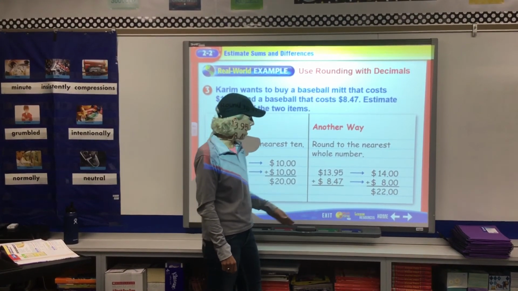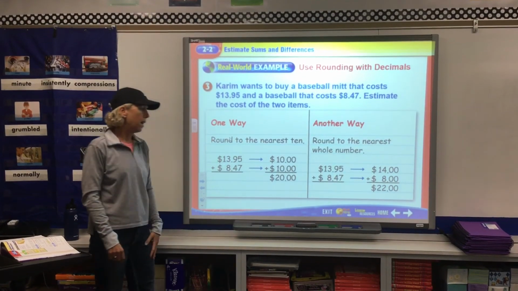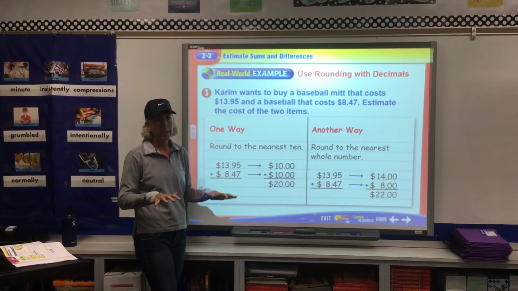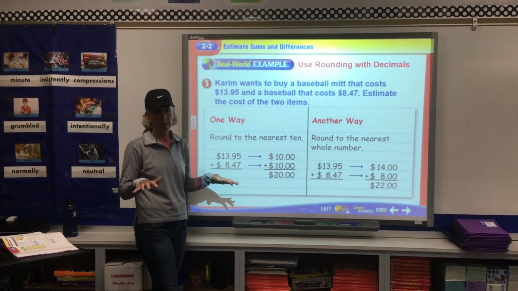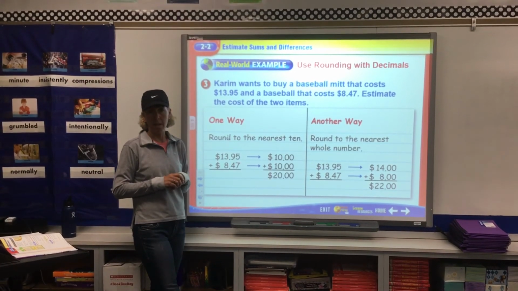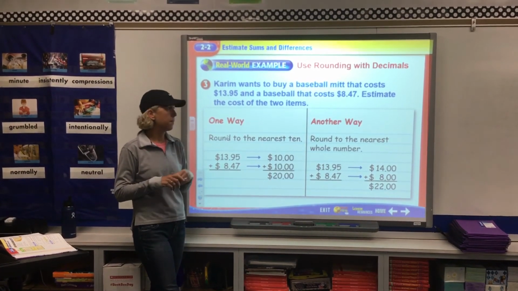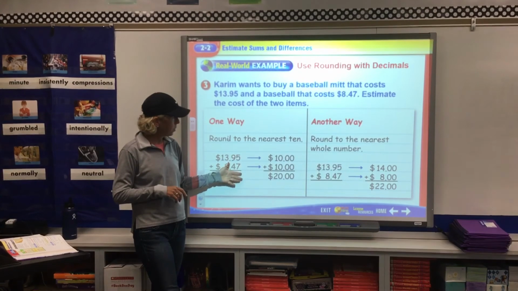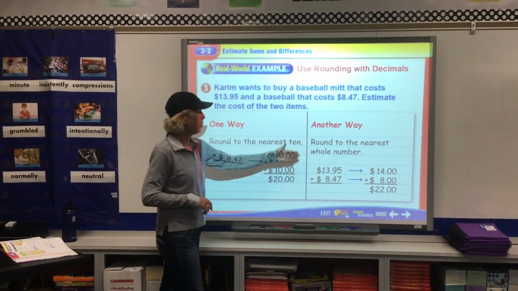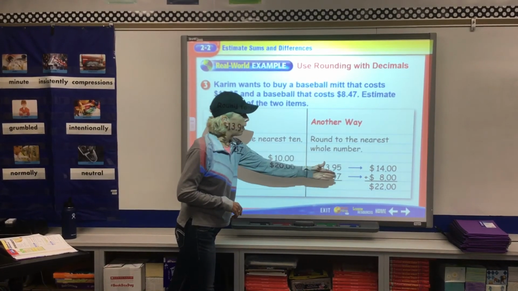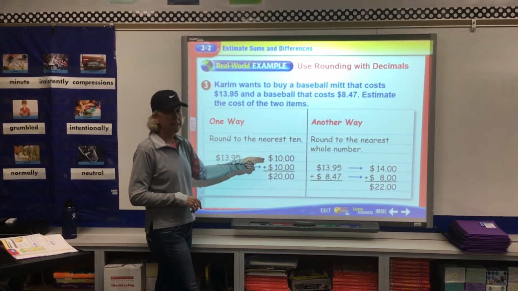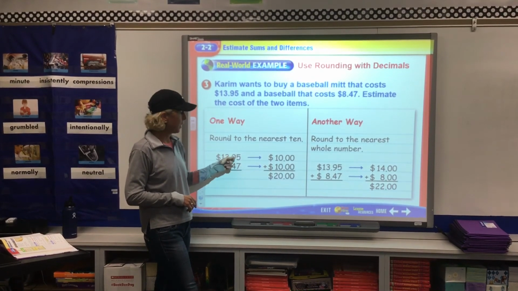Now, one thing that I want to share with you is when we're estimating, always show your work, because oftentimes, I might accept a couple of different ways of estimating. If someone was going to round to the nearest 10, I would accept $20. If someone was going to round to the nearest whole number, I would accept $22. But I would need to see your estimates, okay?